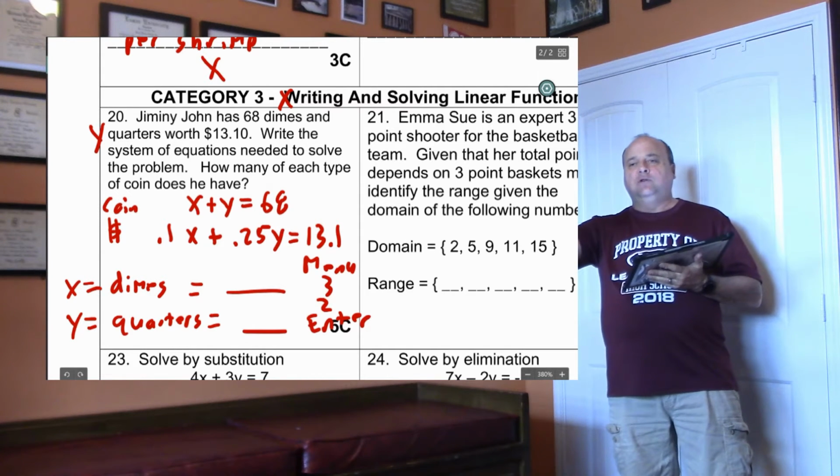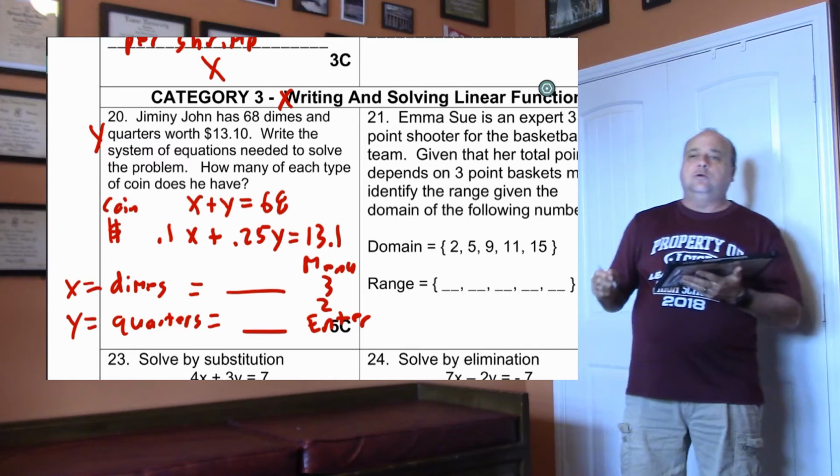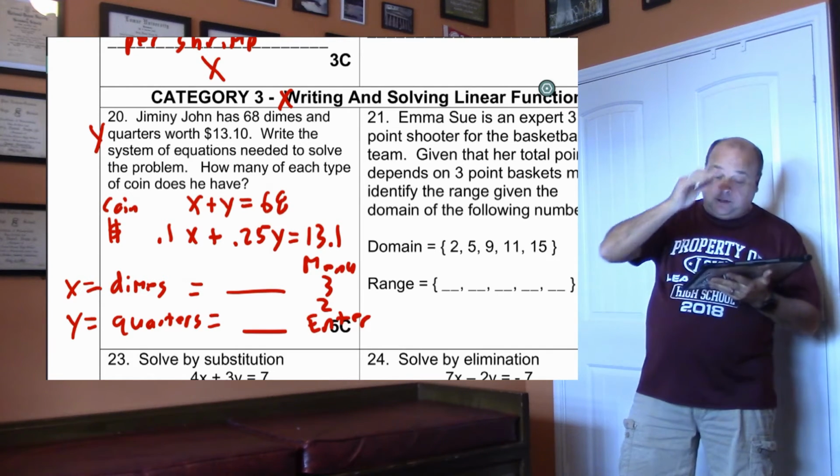Menu 3 to enter, type those in the calculator, hit enter, bam, you get your quarters and dimes. Should be able to do that.